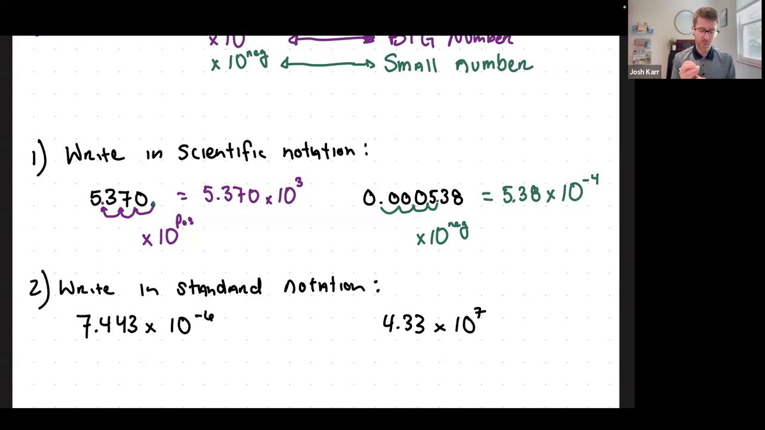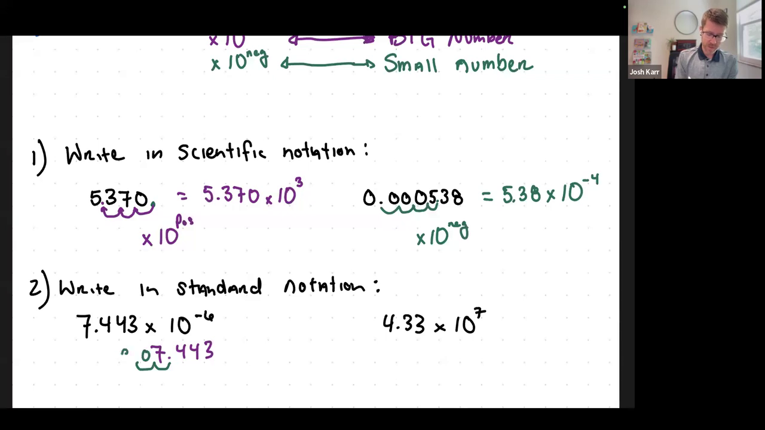So the first one, we got 7.443 times 10 to the negative 6th. Negative 6 exponent means we're going to create a small number. We're going to be dividing by 10 several times. So I'm going to take 7.443. I need to move it so that it creates a small number, and I need to move it 6 times. To create a small number, should I move left or right? Should move left. Once I've run out of numbers, I've got to start putting zeros in.